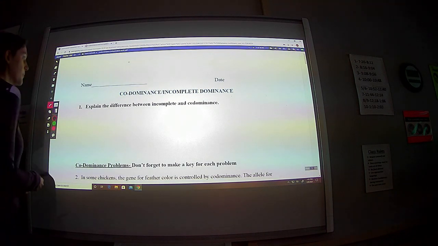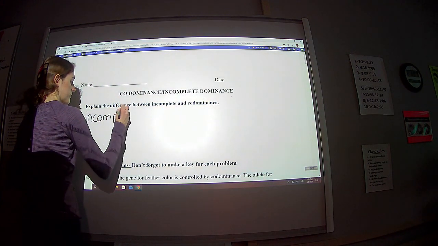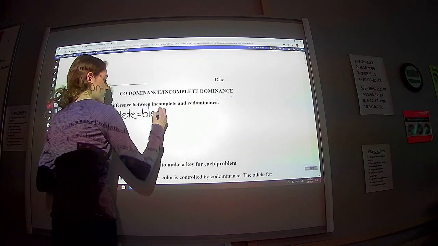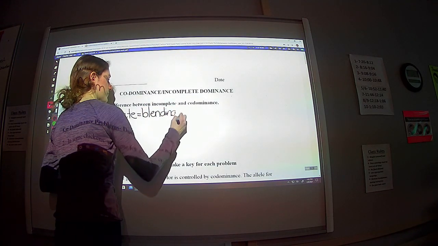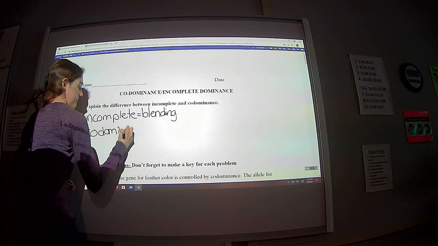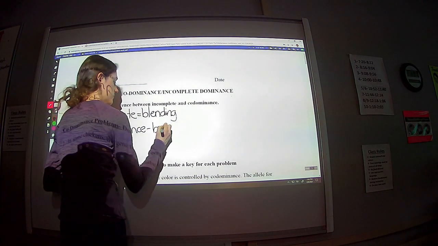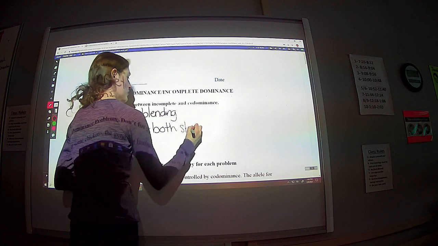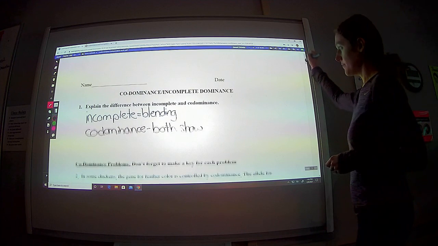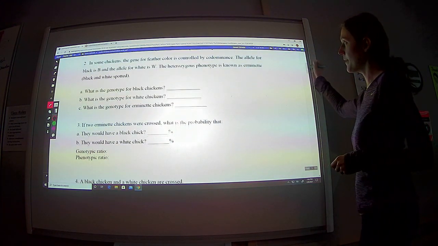Explain the difference between incomplete and codominance. So incomplete dominance, very simply stated, it's a blending of traits. Codominance, both show. There's no blending. They are each on their own little playing field there. Don't forget to make a key for each problem.